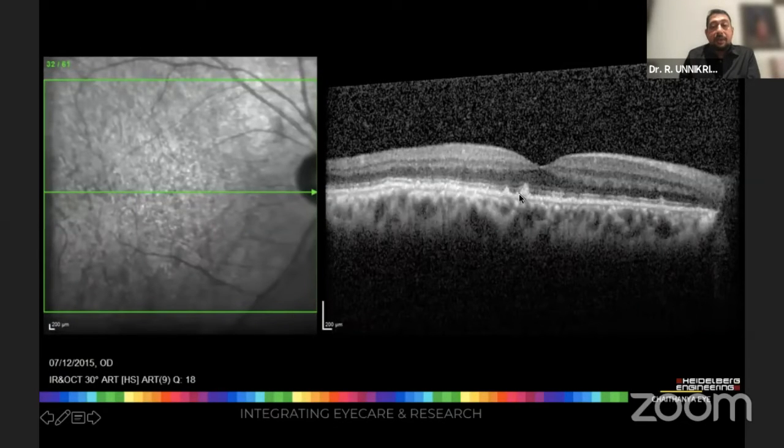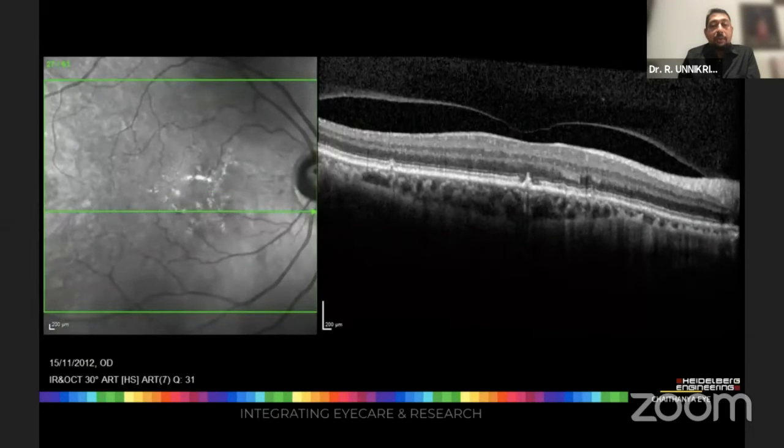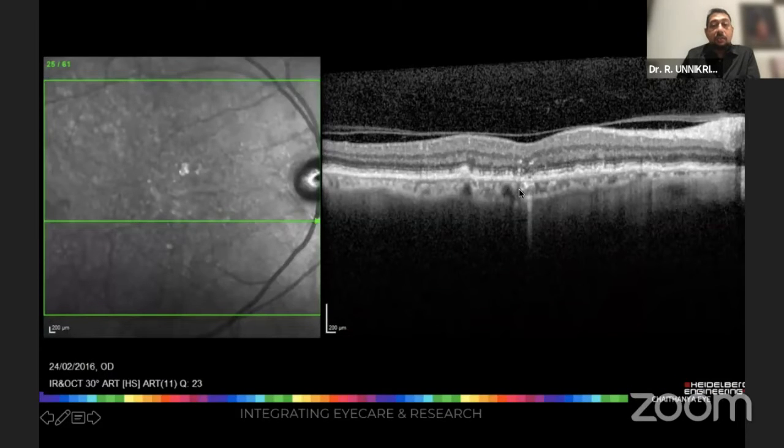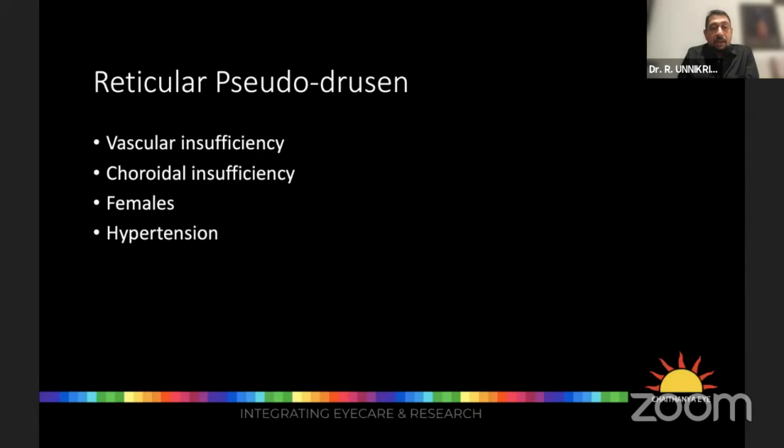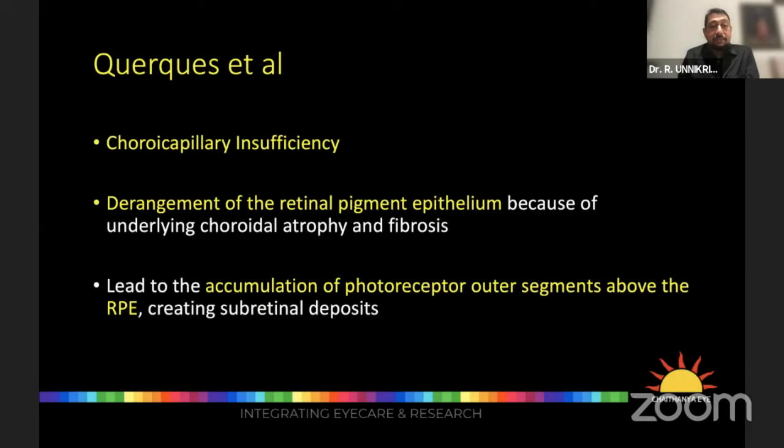You can cleanly see the penetration of the ELM by the triangular deposits above the RPE. And over time, there is resorption, which leads to an atrophic change. And this is highly prominent and fast in nature. So there is an association of reticular pseudodrusen with vascular insufficiency and choroidal insufficiency, females, and hypertension, which shows it could be not an atrophic lesion, but a vascular insufficiency lesion.